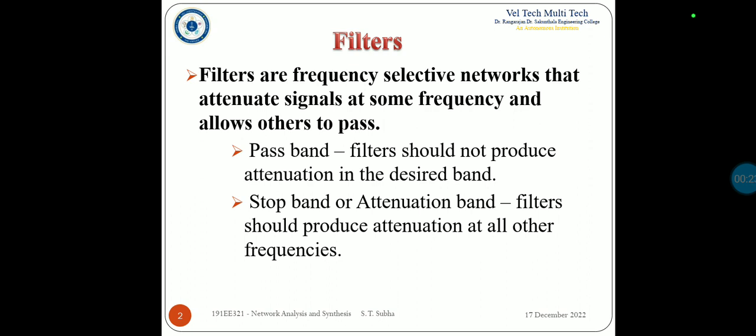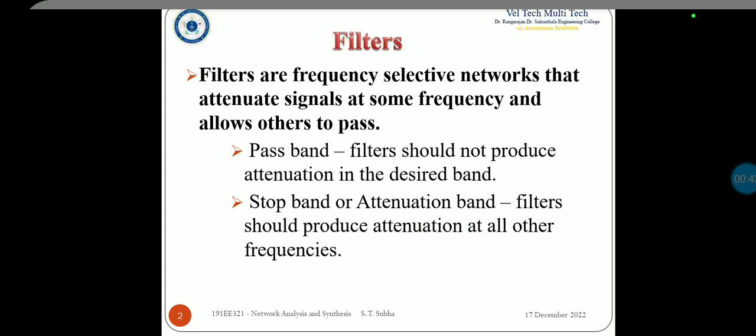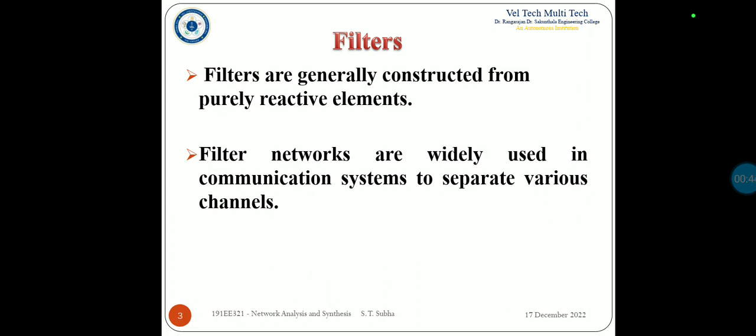Filters are characterized by passband and stopband. Passband is the band of frequencies of the input signal that passes through the filter without attenuation, while the stopband is a band of frequencies of the input signal that are blocked or more highly attenuated by the filter. Filter networks are constructed from reactive components, that is resistor, inductor and capacitor.